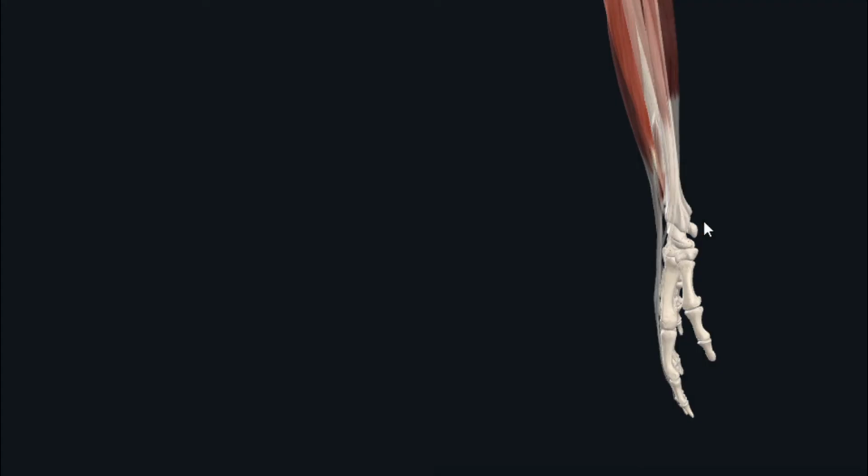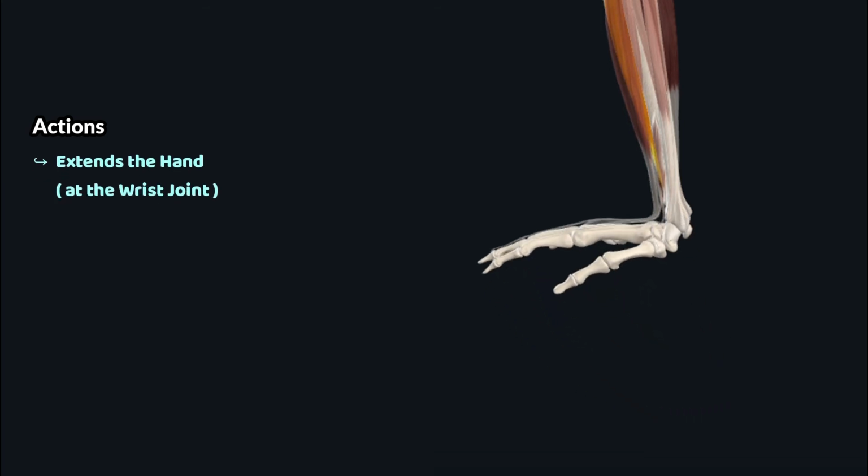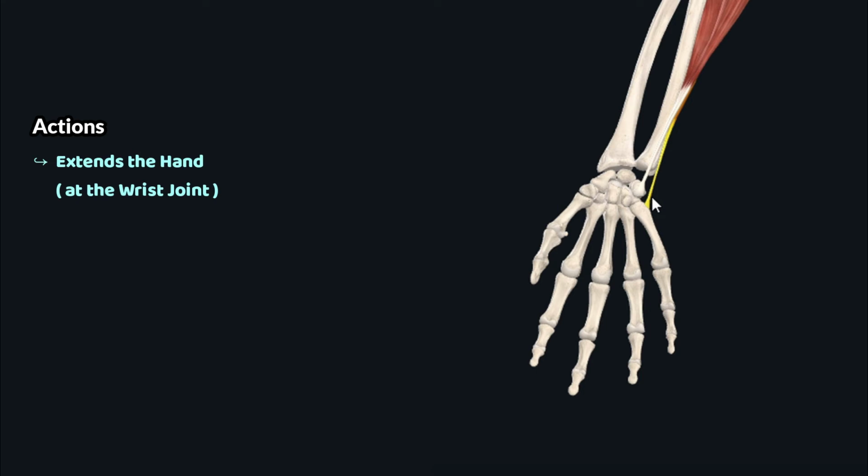Now let's talk about the actions performed by this muscle. If we just concentrate a little on the name of this muscle, that is the extensor carpi, it gives us a hint that this muscle is an extensor of the carpus, which means that this muscle extends the hand at the wrist joint. And as this muscle inserts onto the ulnar aspect of hand, this muscle also has some role in wrist adduction.